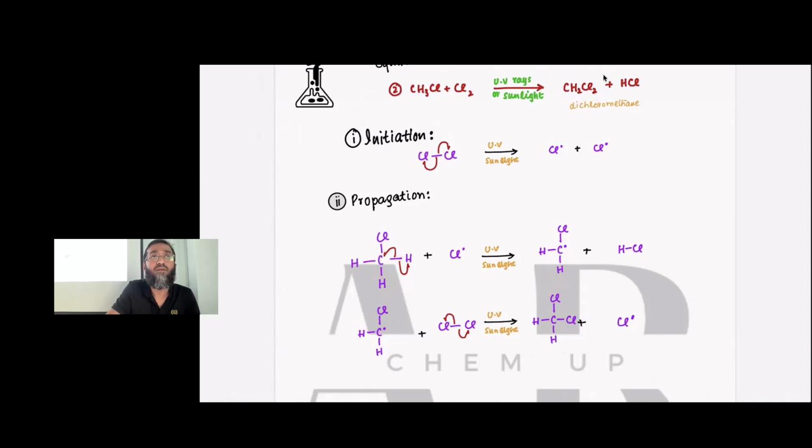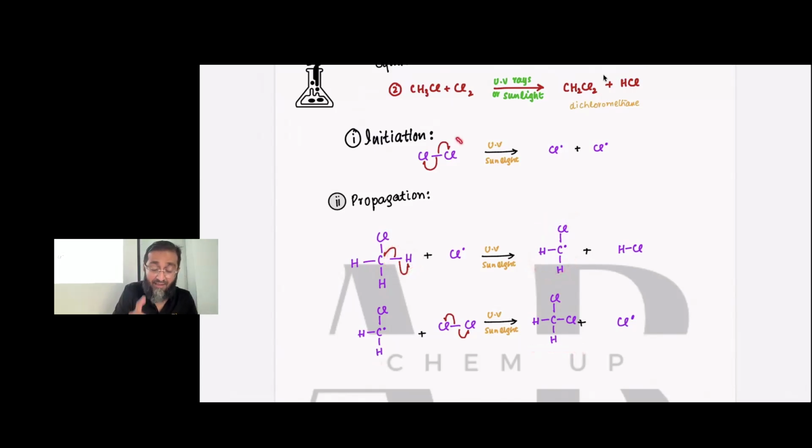Initially, it's CH3. The second one is CH2Cl. Yeah, this bond should be broken, but there are two possibilities. For example, when this bond is broken and this is formed, after the formation of this, it can either go for a propagation, or it could go for a termination as well.